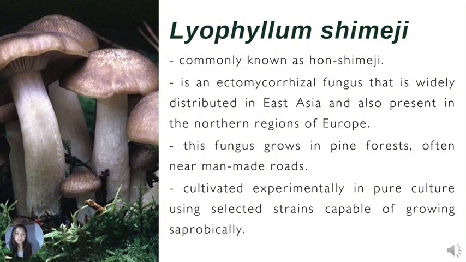L. shimeji is an ectomycorrhizal fungus that is widely distributed in East Asia and also present in the northern regions of Europe. This fungus grows in pine forests, often near man-made roads, and has been cultivated experimentally in pure culture using selected strains capable of growing saprotrophically.